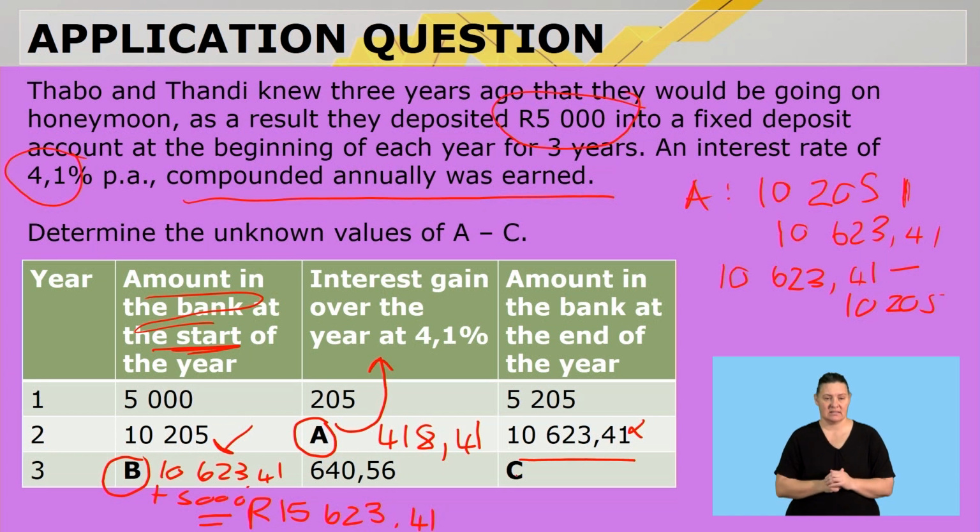640, sorry about that, 640 Rand, 56. And then you'll see it's an end value of 16,263 Rand and 97 cents. Now, after this tongue twister, I need a break.